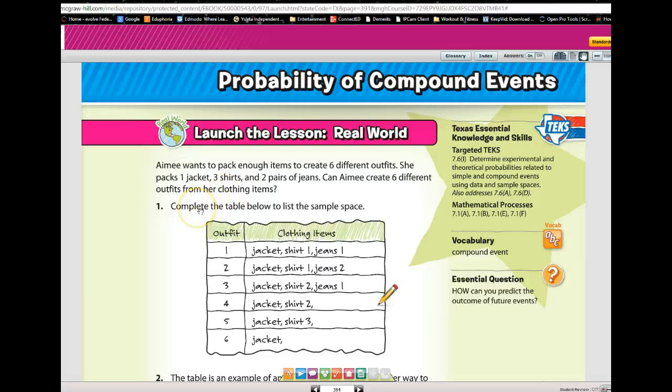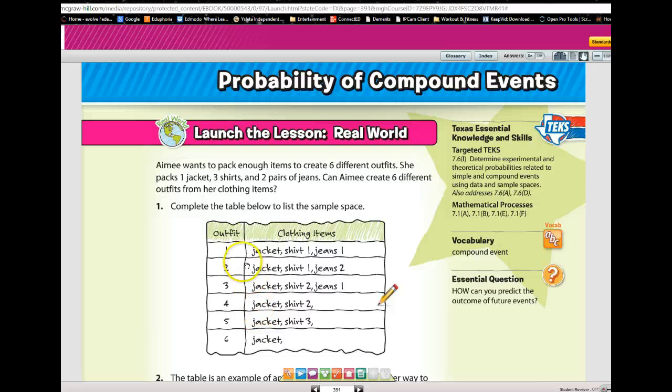So, number 1, create the table below to list the sample space. Remember, a sample space gives us all possible outcomes of any given event, or events in this case. Now, we want to see how many outfits she can make. We know that she only has 1 jacket. We're going to assume she has to wear it every day because it's really cold wherever she's going. And that's no big deal. Most of us have maybe 1 jacket we prefer to wear most often.